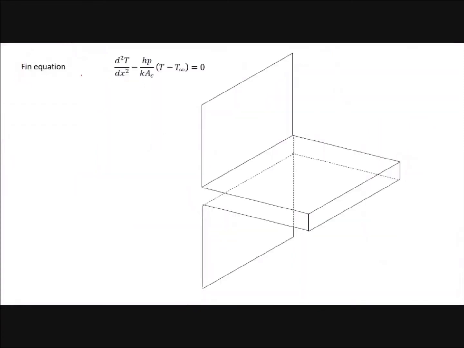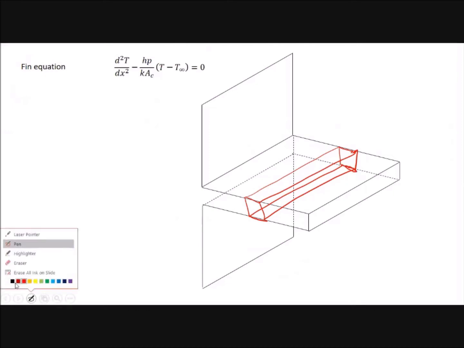Now this is the fin equation. We will not derive the equation for the fins, but we can give the concept of how it is derived. We are taking a small elemental volume in the fin. This one is a small elemental volume here, small elemental volume here. And for that small elemental volume, you are applying the conservation of energy.